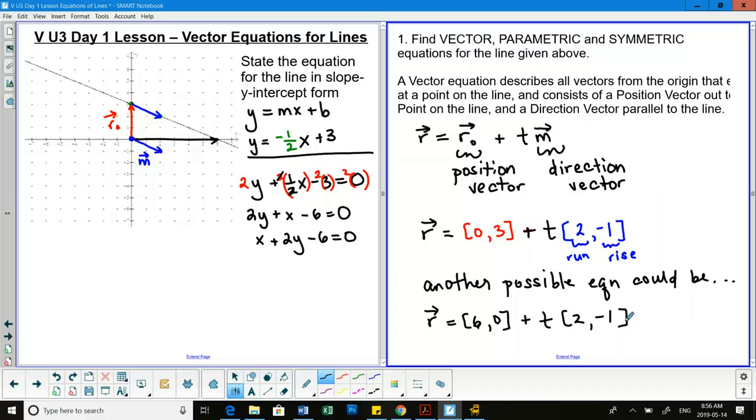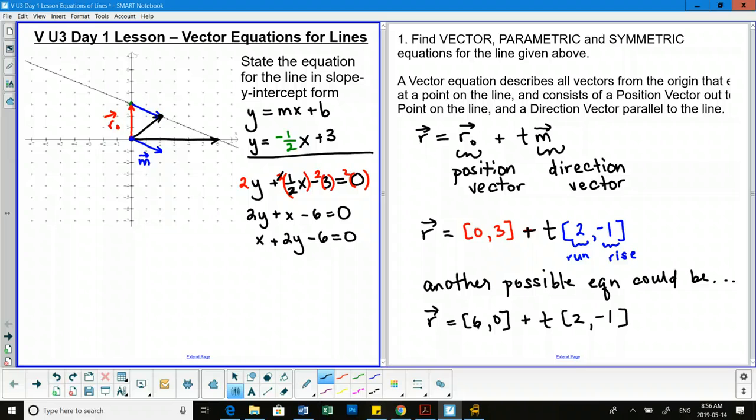Lewis? Sorry, say that again. 2, 2? No, because it has to be parallel to the line. So 2, 2 is not parallel to the line. It doesn't give me the direction of that line. Mark? So R naught can be any point on the line, basically? The position vector from 0, 0 out to any point on the line. That's right. Okay? All right.